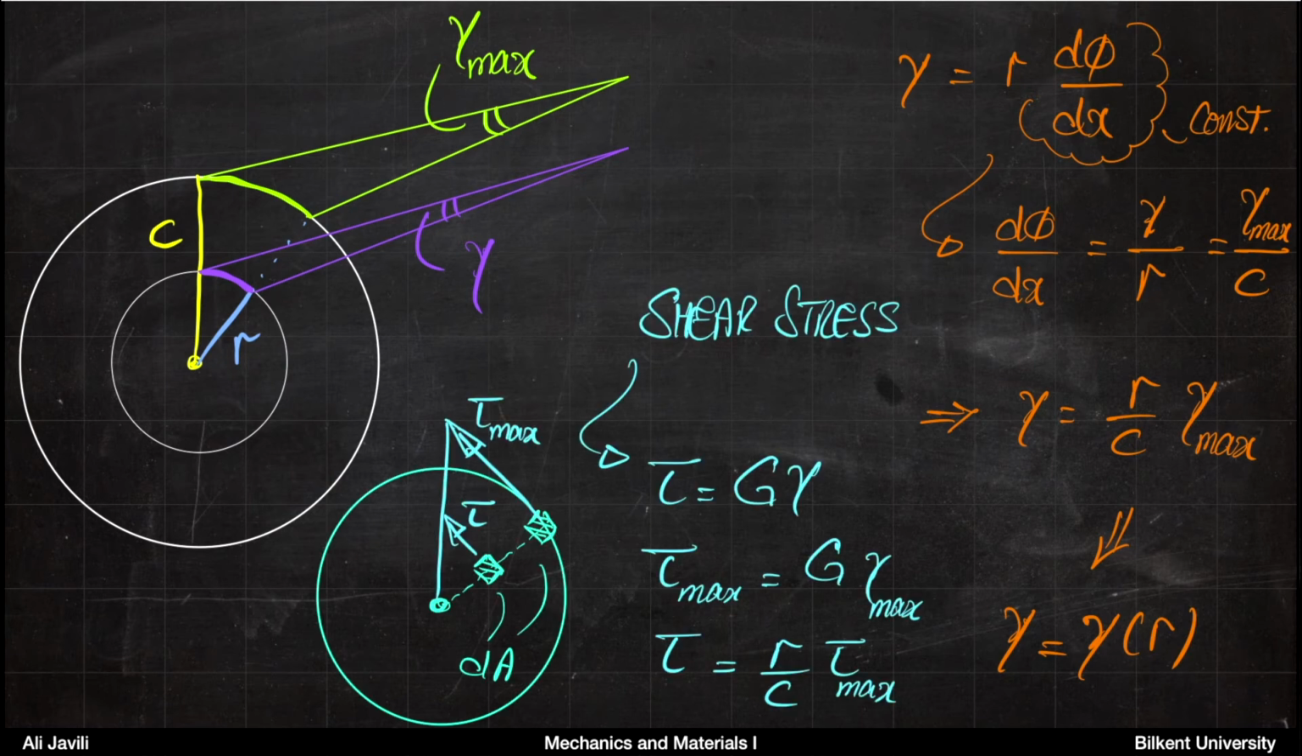Now that we have a relation for shear strain, and we know this torsion problem deals with shear strain, we connect shear strain to shear stress. Shear stress tau is related to shear strain via the shear modulus G. So tau is G gamma, and tau max is G gamma max. Then, using the relationship we have here, you can say that the shear stress tau is r over c times tau max.